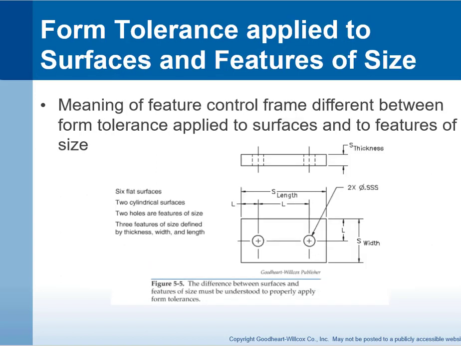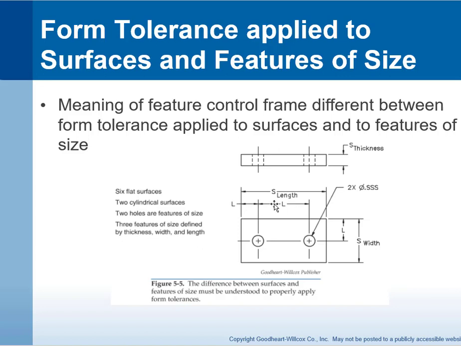Okay, form tolerance applied to surfaces and features of size. So when you're looking at a part, you need to understand what's a feature of size and what is a surface. So this rectangular part, it's a rectangular prism, has 6 flat surfaces. It has 2 cylindrical surfaces, and those are the holes that are features of size. And it has 3 features of size defined by the width, the thickness, and the length. That's what these number designations are.